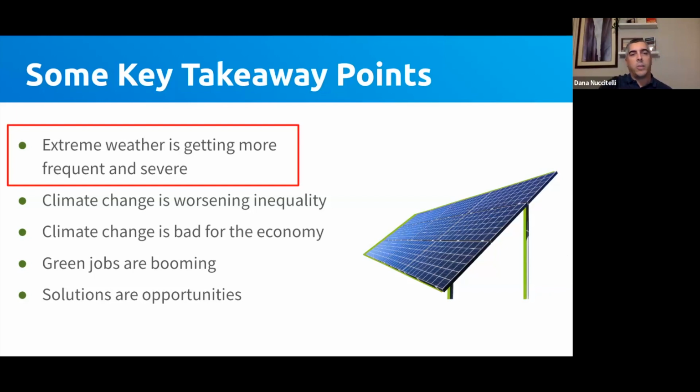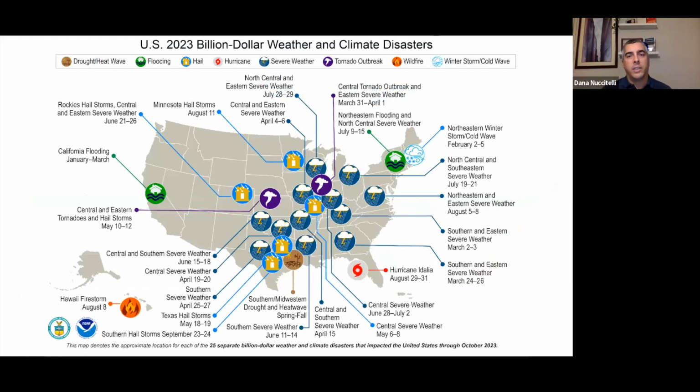So let's talk a little bit about that extreme weather really quickly. Here is the latest chart of the billion-dollar extreme weather disasters that happened in the United States in 2023. There were 25 of them. You can see a lot of these are severe weather events, really big storms that had significant impacts on local economies, often because they cause flooding and related impacts on our infrastructure.